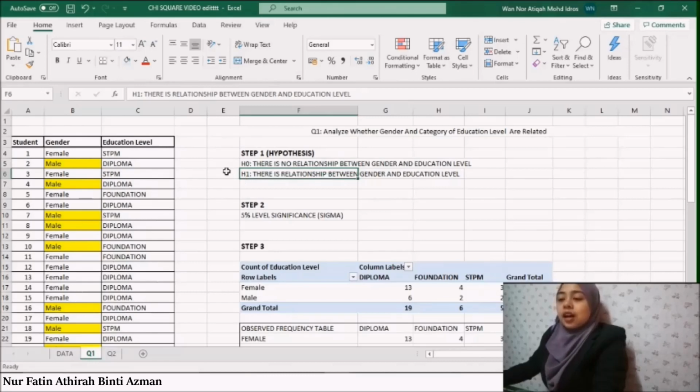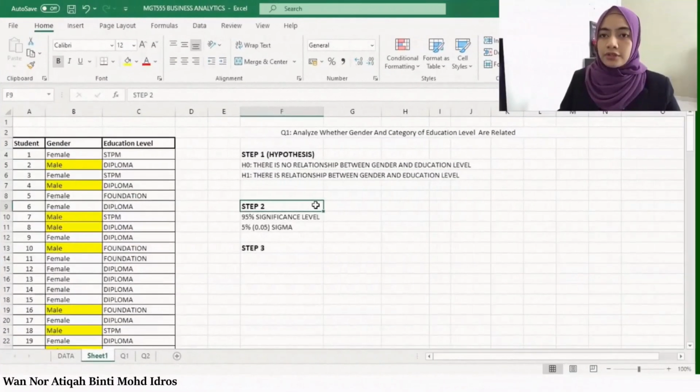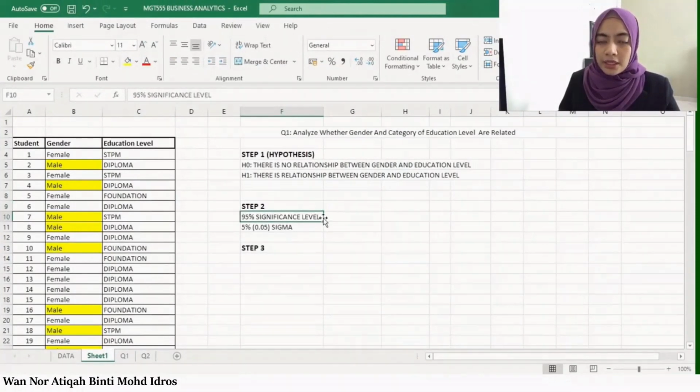From the data that we have identified, H0: there is no relationship between gender and education level. Meanwhile, for H1, there is a relationship between gender and education level. Moving on to second step. On this step, we will use 95% significance level and 5% for sigma.